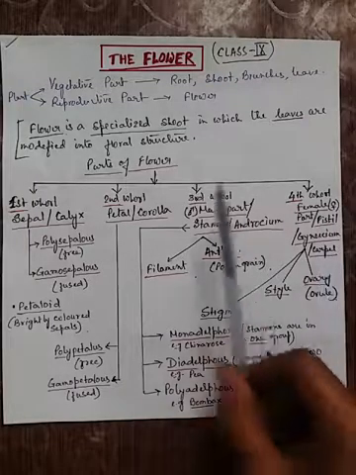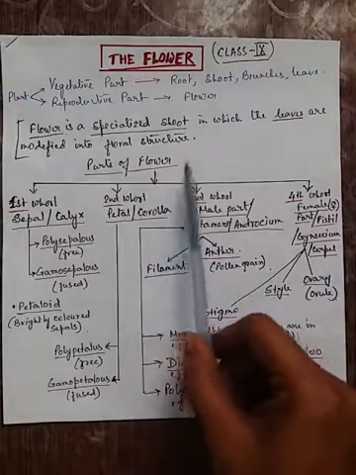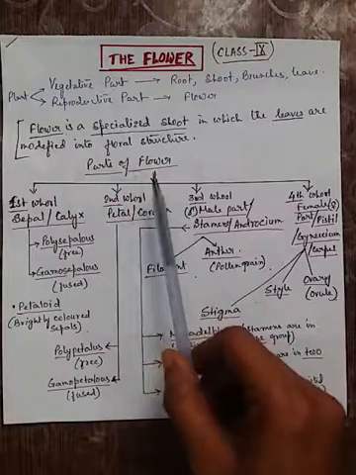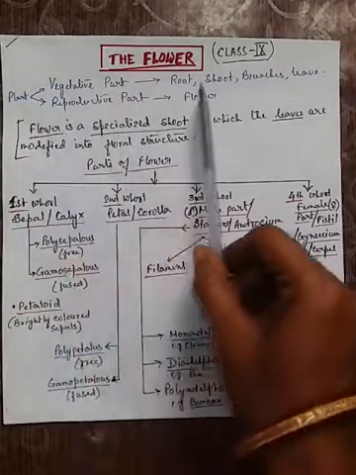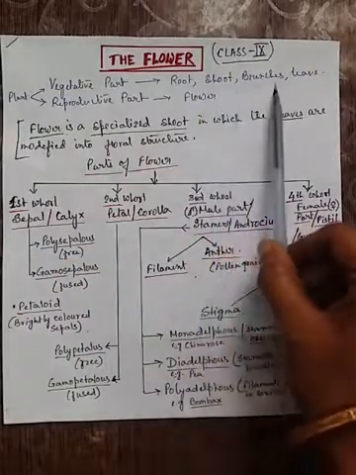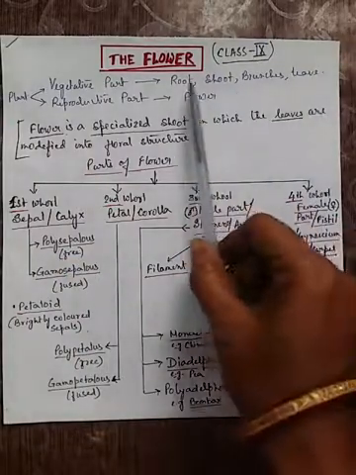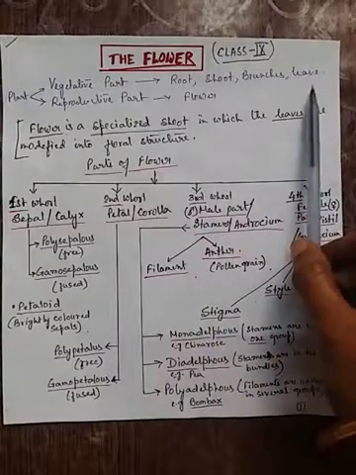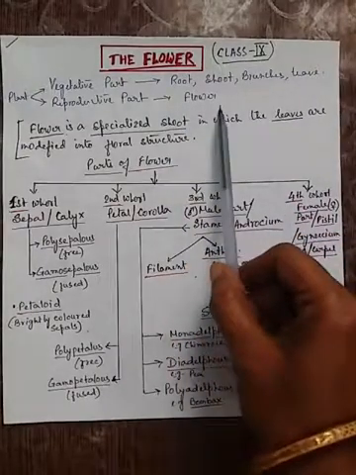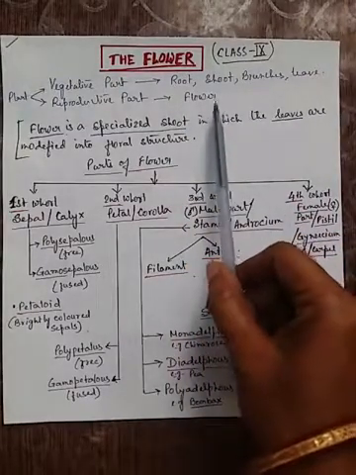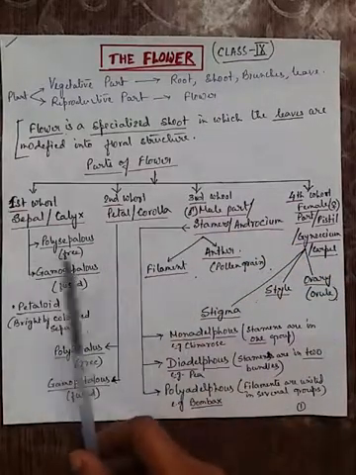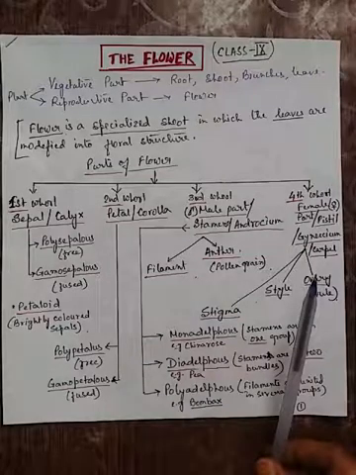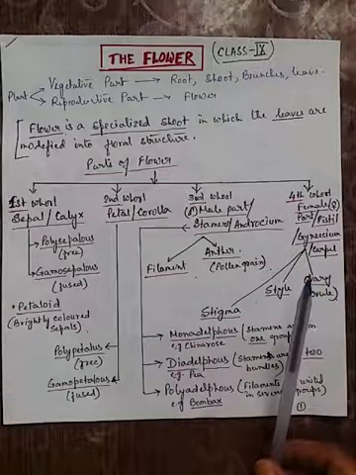Now this flower is a reproductive structure of a plant. If you learn the parts of the plant, you know root, shoot, branches, leaves, they are the vegetative parts of the plant, and the flower is the main reproductive part of the plant. You will learn here about the four whorls as well as their functions.